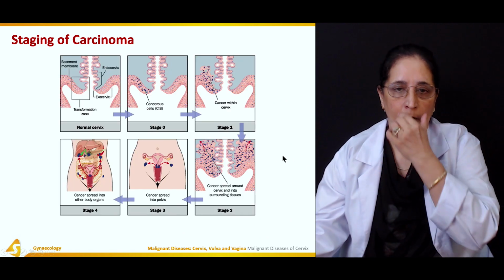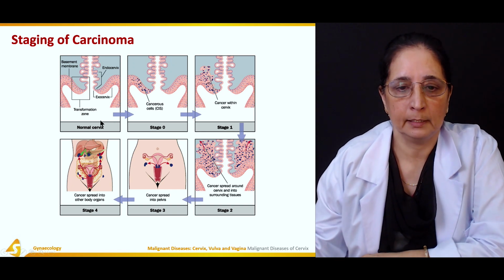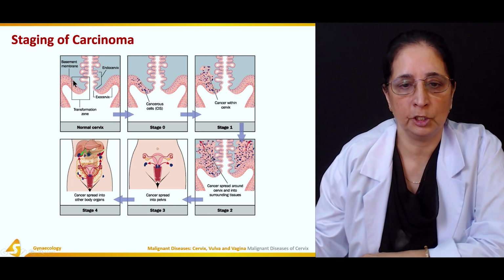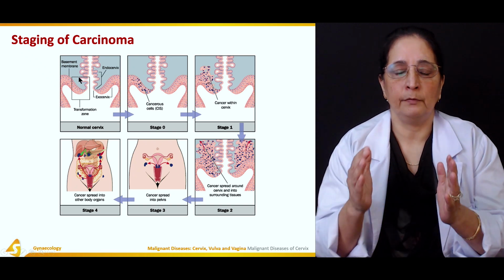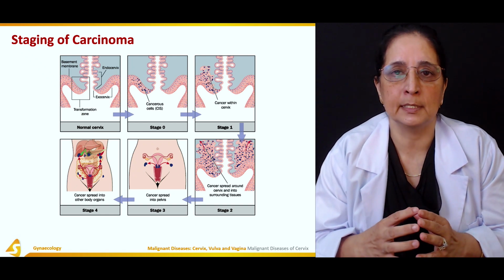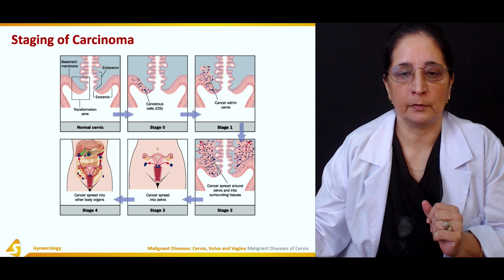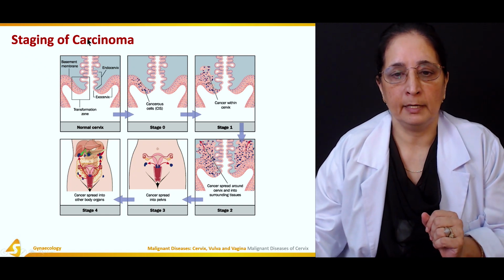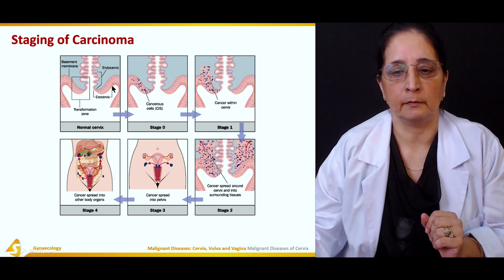Next, staging of the carcinoma. This is the normal cervix. This is the transformation zone. The transformation zone is the point where the columnar epithelium and squamous epithelium meet. Then we have the endocervix, which is the inner layer of the cervix. This is the ectocervix, the outside of the cervix.